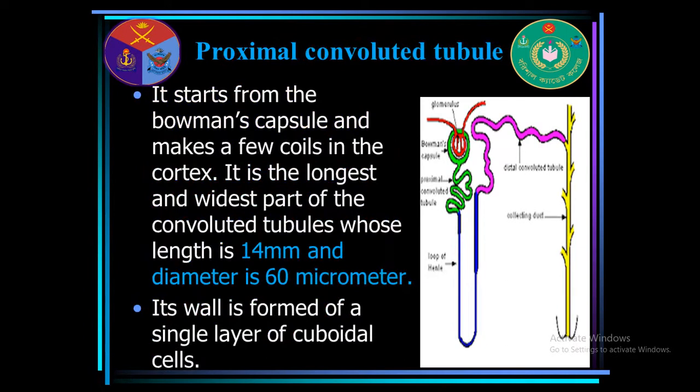Proximal convoluted tubule. It starts from the Bowman's capsule and makes a few coils in the cortex. It is the longest and widest part of the convoluted tubules, whose length is 14 millimeter and diameter is 60 micrometer. So this is proximal convoluted tubule. Its wall is formed of a single layer of cuboidal cells.